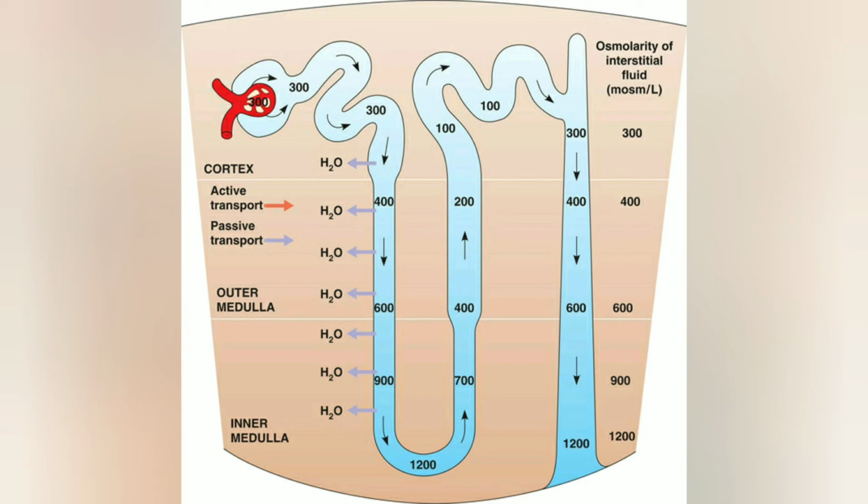So in the descending limb, concentration increases, whereas in the ascending limb, the concentration decreases. In one, it increases, in the other, it decreases.